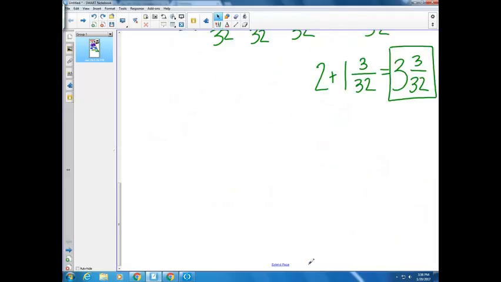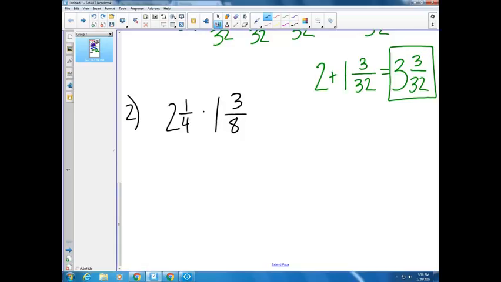There is another way to multiply these mixed numbers. Our second strategy is to convert to fractions bigger than 1. So how do we go about doing that? Well, to convert 2 and 1/4 to a fraction bigger than 1, we multiply the denominator and the whole number together. And then we add in the numerator.